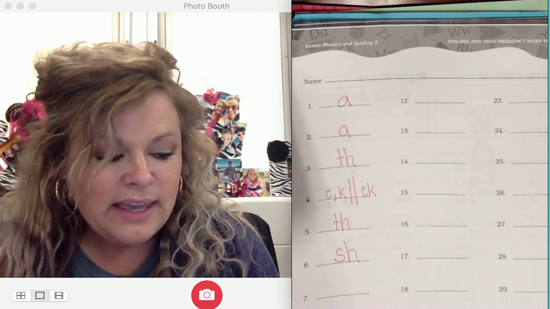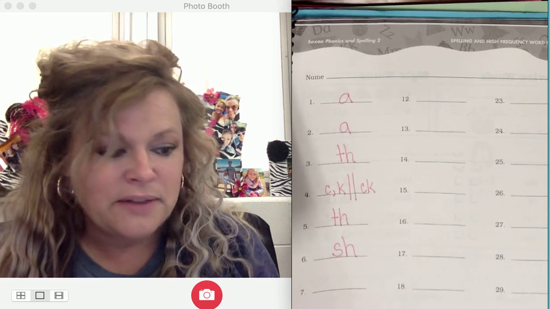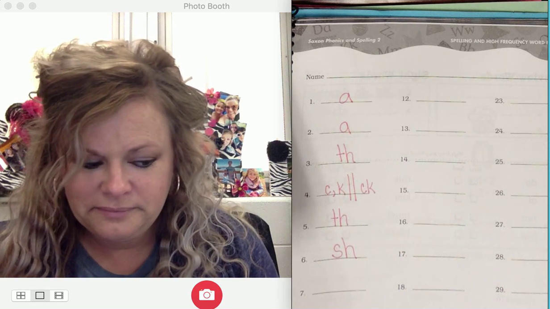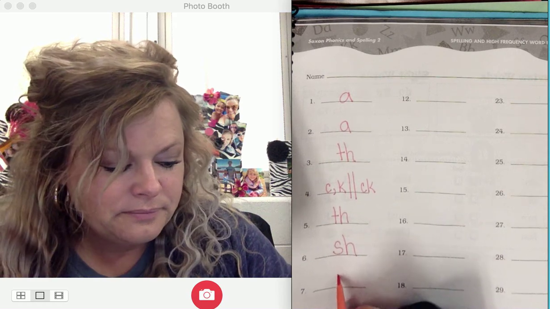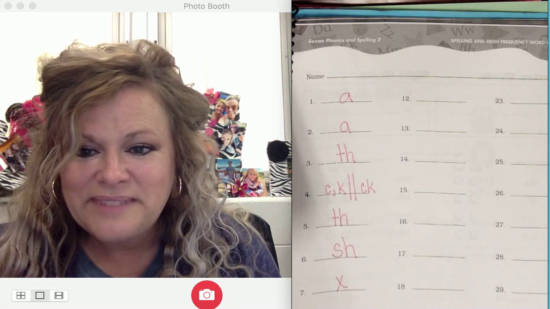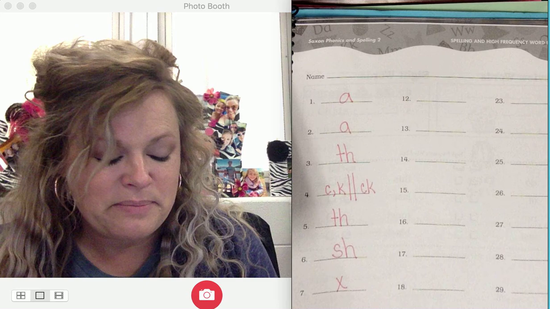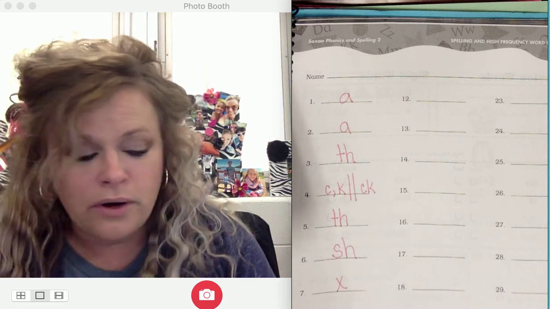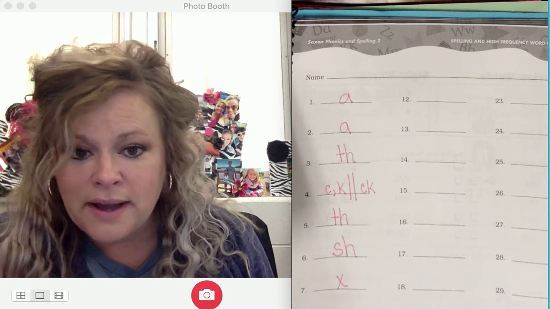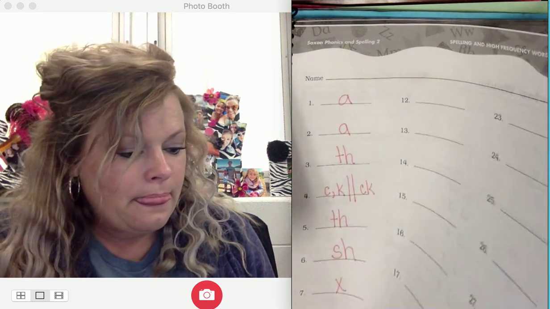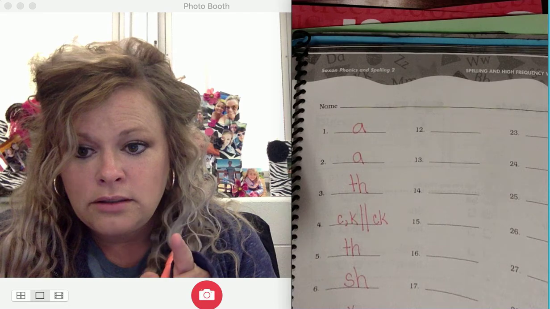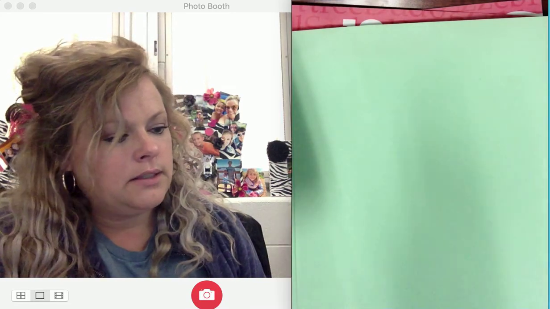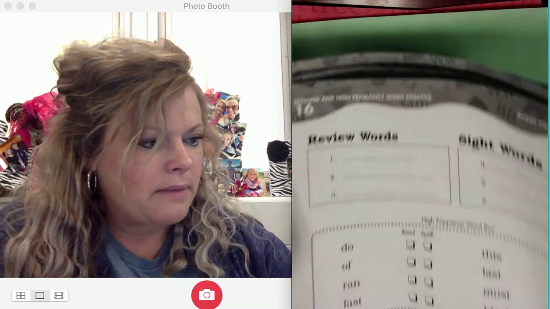Nice work. Here's another one, another sound for you. Ks. Repeat. Write it. And the X is represented by the letter X, like fox. We're going to stop there. You can continue on if you would like, doing all of the rest of our consonants. And cheese, CH.